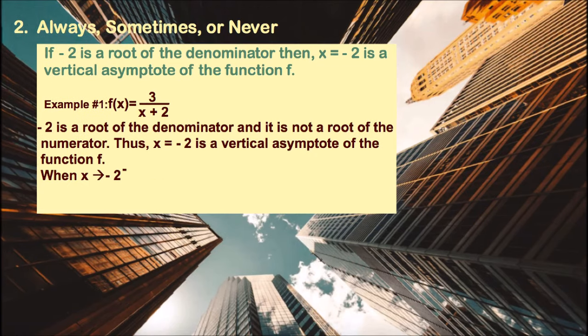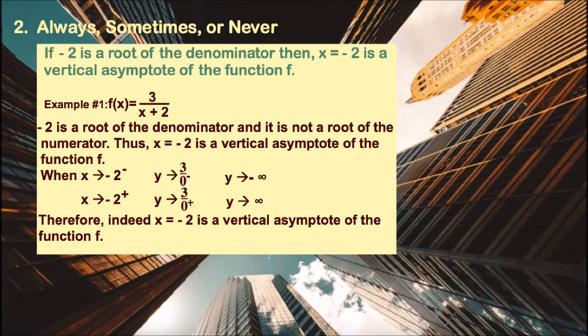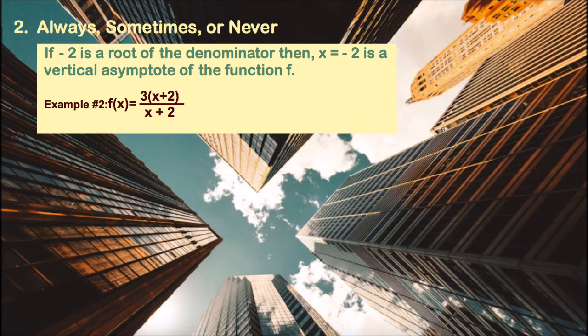When x approaches -2 from the left, y approaches 3 over 0 negative, which means y approaches -infinity. When x approaches -2 from the right, y approaches 3 over 0 positive, which means y approaches infinity. Therefore, indeed x equals -2 is a vertical asymptote of the function f.